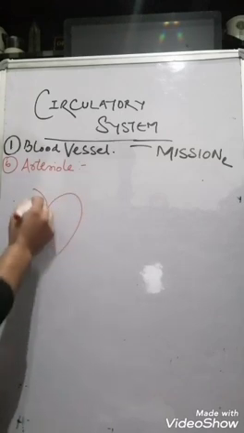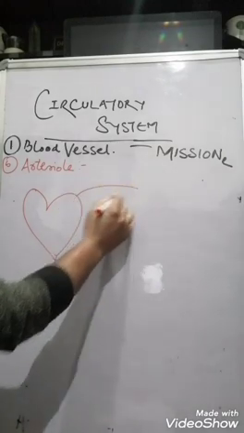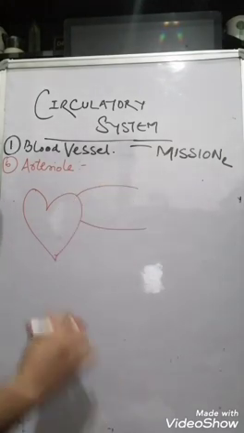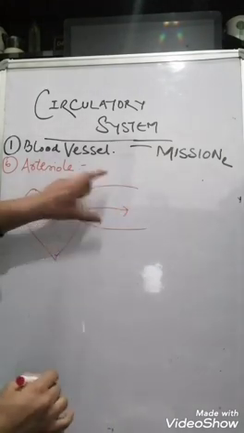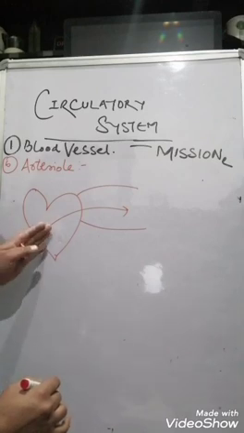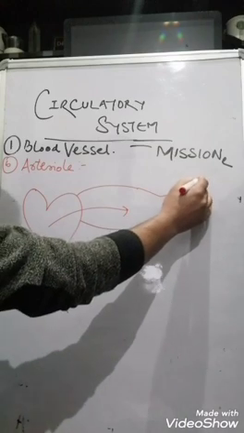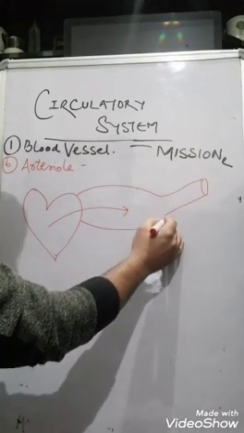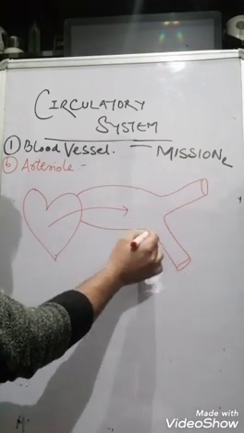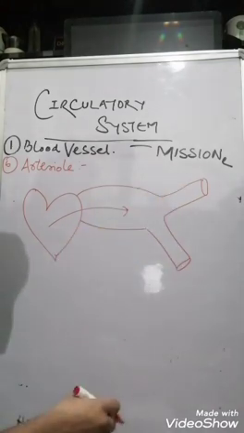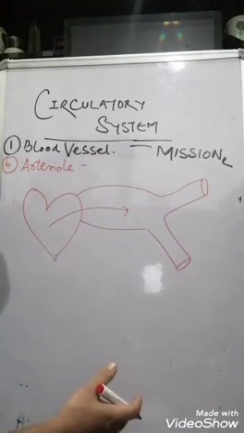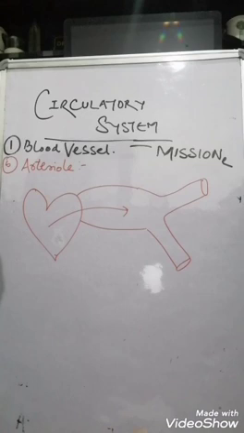This is the heart and this is a blood vessel. Now I can say this blood vessel is an artery because it's taking blood away from the heart. When the artery moves further from the heart, it then branches out. These branches we call the arteriole. So if anyone asks you about the arteriole?